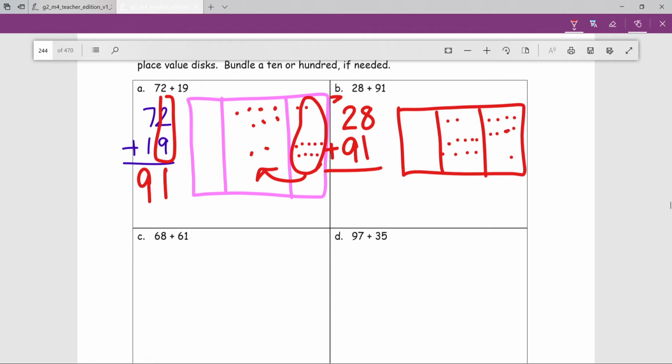So when I come over to my ones and I count up to see what I have, I've got 8 and 1 more is only going to make 9. So I don't have enough to make a 10. So that answer is just going to be 9. So I'm going to come over to my ones and write a 9.